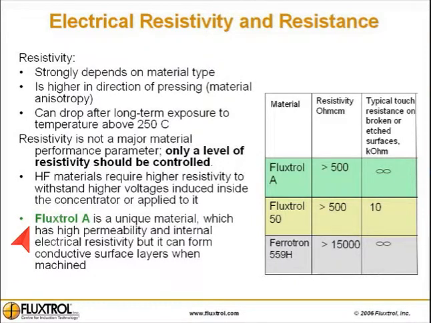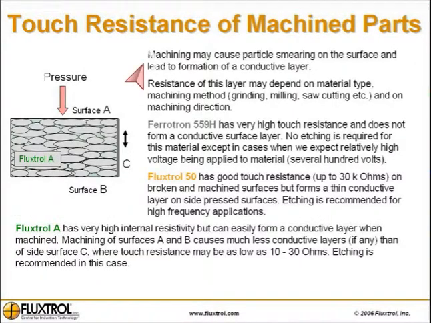Fluxtrol A is a unique material, which has high permeability and internal electrical resistivity, but it can form conductive surface layers when machined. Touch resistance of machined parts. Machining may cause particle smearing on the surface and lead to formation of a conductive layer. Resistance of this layer may depend on material type, machining method, such as grinding, milling, saw cutting, etc., and on machining direction.